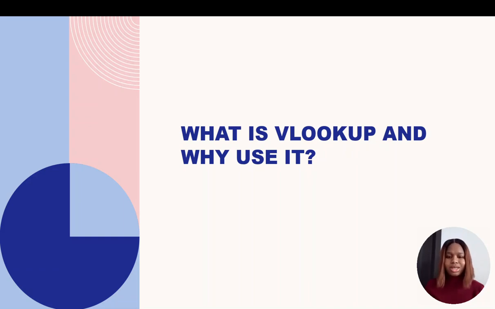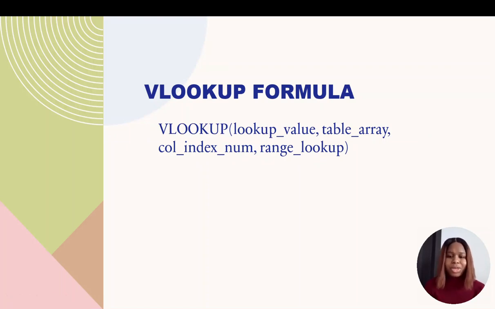Okay, so let's look at the VLOOKUP formula. The VLOOKUP formula takes in 4 parameters: the lookup value, the table array, the column index number, and the range lookup. Now we're going to look at an example, and with that example, we would also walk through the VLOOKUP formula.